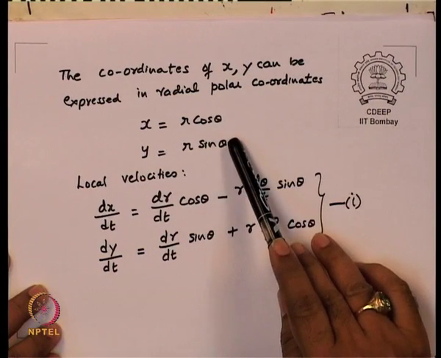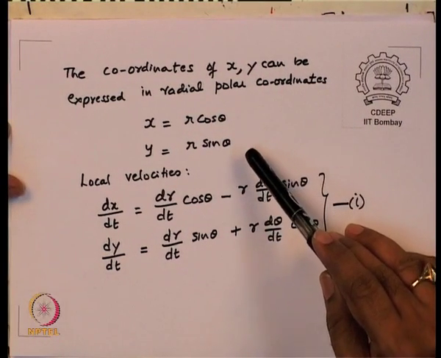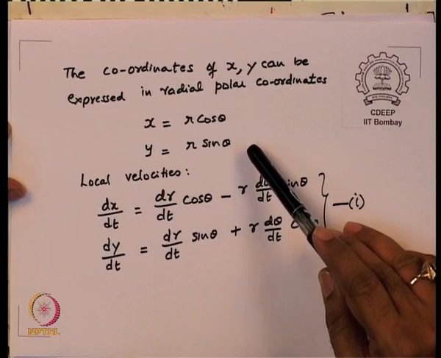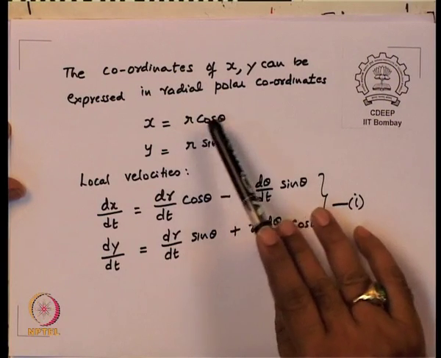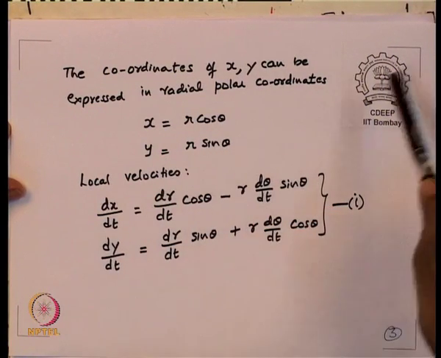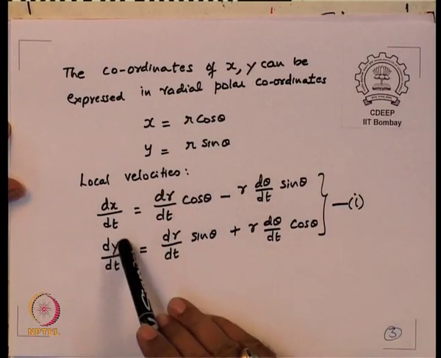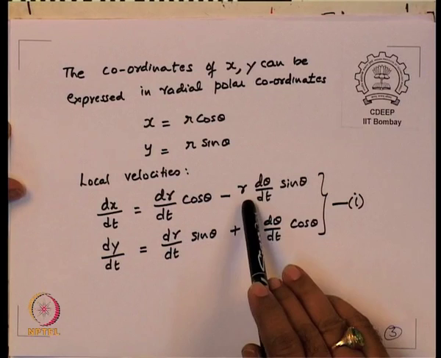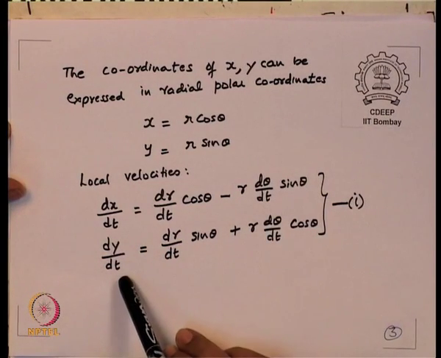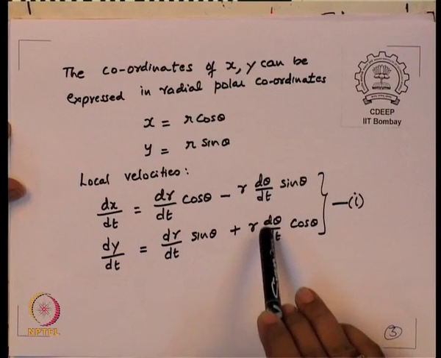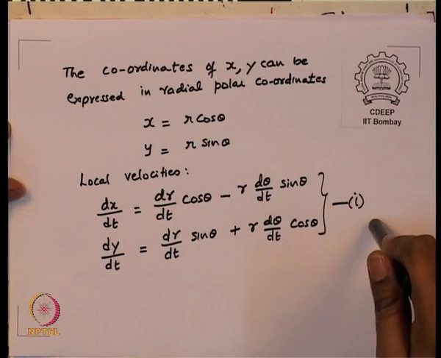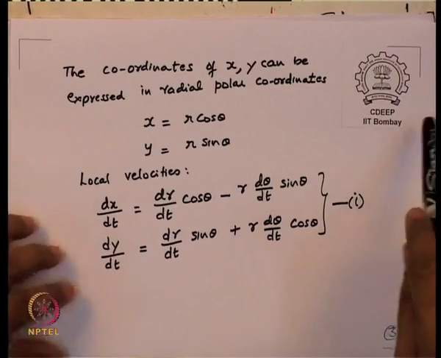So now the coordinates x and y can be expressed in radial polar coordinates as x is equal to r cos theta, where r is the radius from the center of the shaft, where the x and y origin is, up to the element which was considered in the previous slide. And y is equal to r sin theta. So we have x is equal to r cos theta and y is equal to r sin theta. So local velocities can be obtained by differentiating this. dx by dt is equal to dr by dt cos theta minus r d theta by dt sin theta. Similarly, dy by dt is equal to dr by dt sin theta plus r d theta by dt cos theta. Let this be labelled as 1. So these are the local velocities.